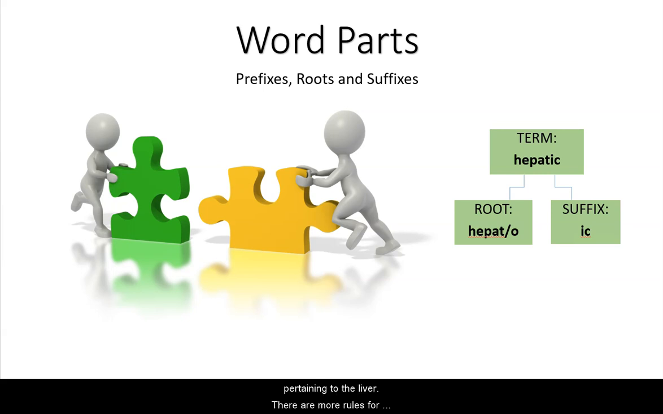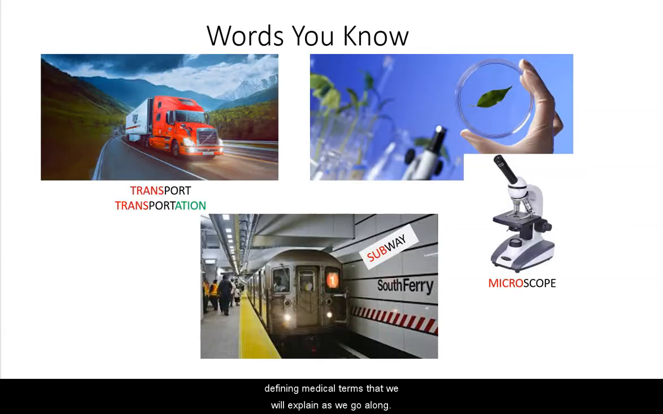There are more rules for defining medical terms that we will explain as we go along. You know the meanings of many word parts already. Let's have a look at these pictures. What do you see in them? That's right. Transport or transportation, microscope, and subway.